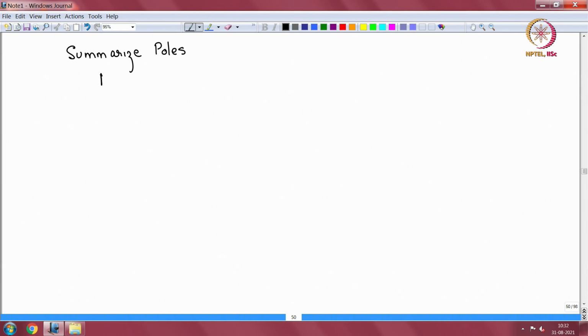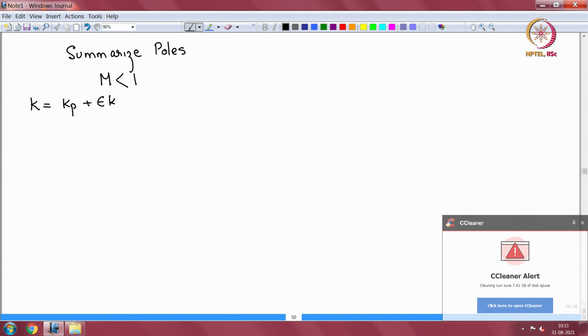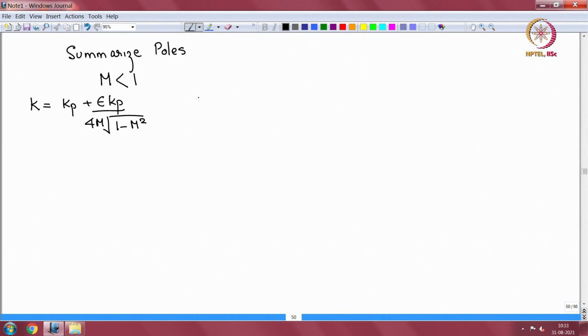Okay, so first for m less than 1, k becomes equal to kp plus epsilon kp by 4m square root of 1 minus m square. This pole is the subsonic pole, so that is k0 here. I will stick with this cut, so that is k0 here and kp was here. Now kp gets modified to kp plus delta, that is this pole. So it is subsonic, meaning kp is greater than k0.